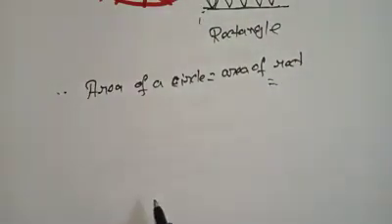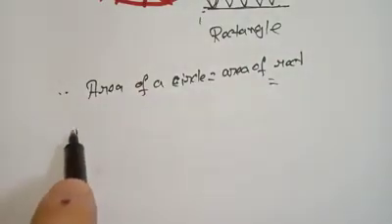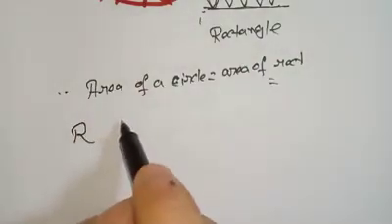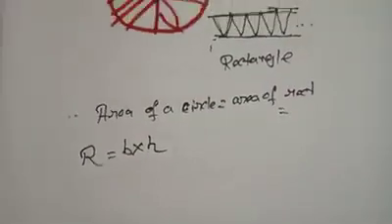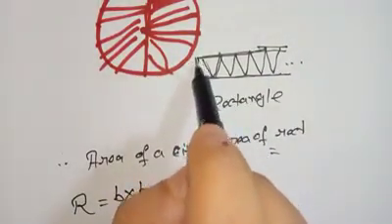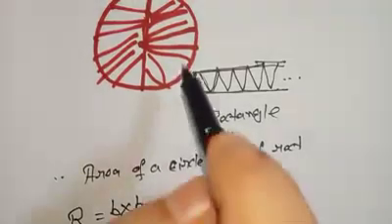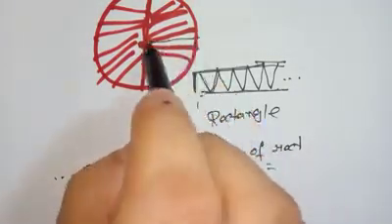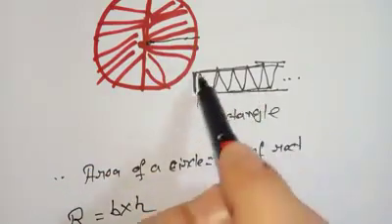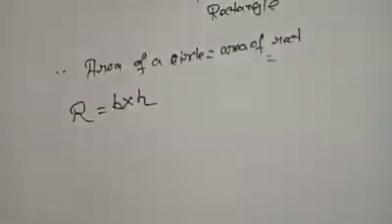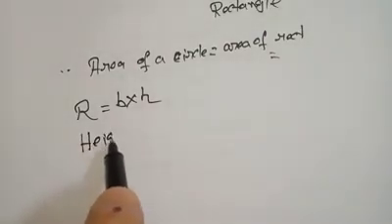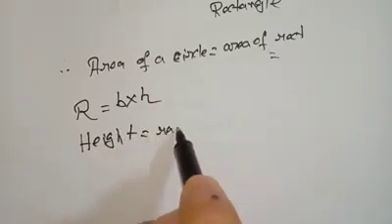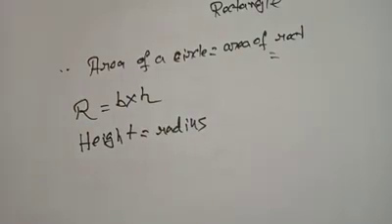Now if we found that the area of a circle equals the area of a rectangle, we know what the area of a rectangle is. So if I abbreviate it as R, that is the area of a rectangle, we know that the area of a rectangle is base multiplied by height. Now the height of the rectangle, if I take this height, what is this height? The height of the rectangle is the radius of the circle, right? From here till here. This has been divided. This is the height. So I can write here height equals radius, right? Height equals radius.